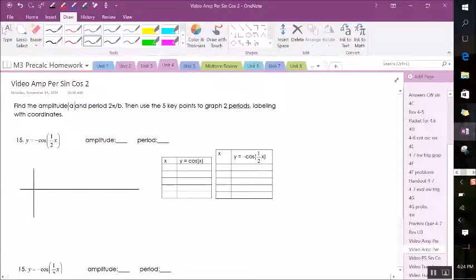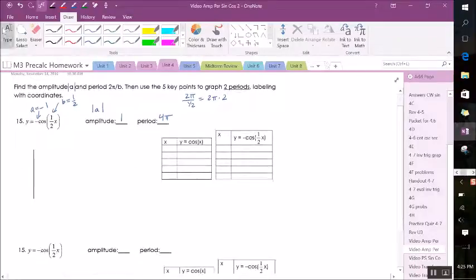This is number 15 on the bottom of page 4 in packet 1, unit 2. I have the equation y equals negative cosine 1/2 x. So in this equation, a equals negative 1 and b equals 1/2. The amplitude is the absolute value of a, so the absolute value of negative 1 would be 1. The period is 2 pi divided by b. 2 pi divided by 1/2 is the same thing as 2 pi times 2, which is 4 pi.